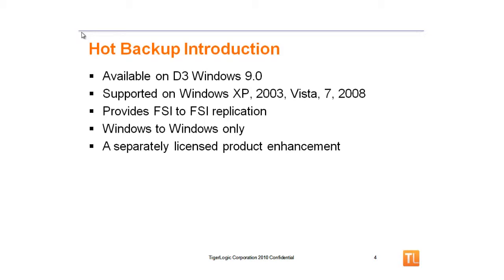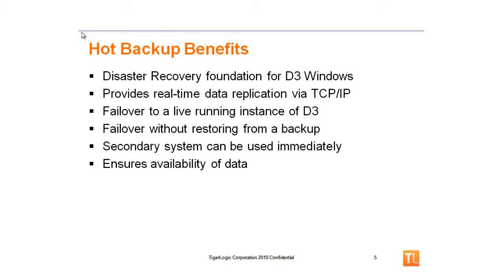As long as both Windows systems are activated for Hot Backup, you can run Hot Backup. It is the disaster recovery foundation for D3 Windows. It provides real-time data replication via TCP/IP from one running instance of D3 to another. It allows you to fail over to a live running instance of D3. You don't have to do any backups, or there's no recovery time involved in having to get from one server to the other. It's up and it's running and it's live. So the secondary system can be used immediately.